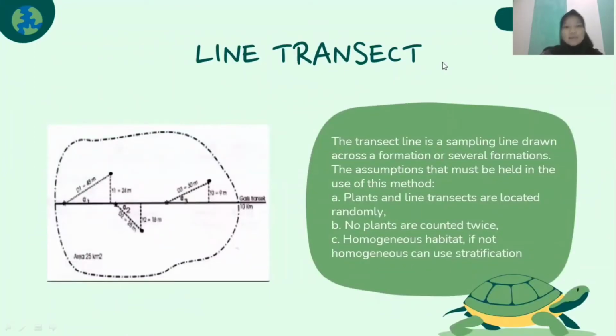Line transect. The transect line is a sampling line drawn across a formation or several formations. The assumptions that must be held in the use of this method are, the first one is plants and line transects are located randomly. The second one is no plants are counted twice. And the third one is homogeneous habitat. If not homogeneous, can use stratification.